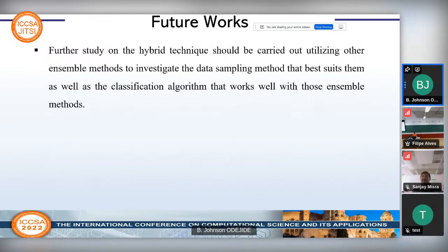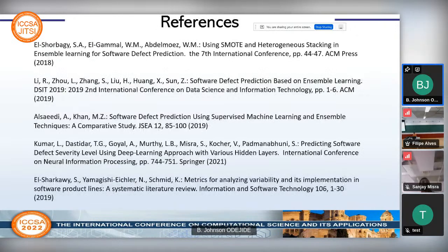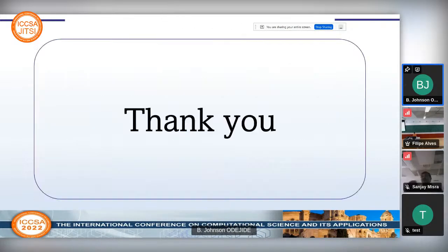So this is our suggestion for future work, that further study on this hybrid technique should be carried out, utilizing other ensemble methods to investigate the data sampling method that best suits them, as well as the classification algorithms that work well with those ensemble methods. And these are a few of the references that we extracted from our work.